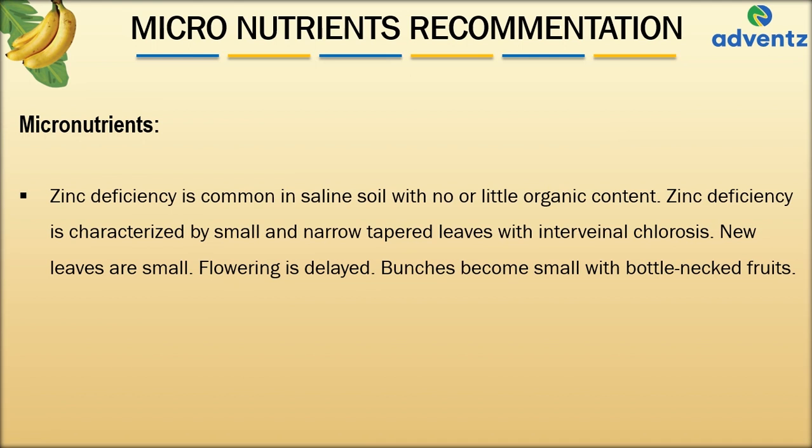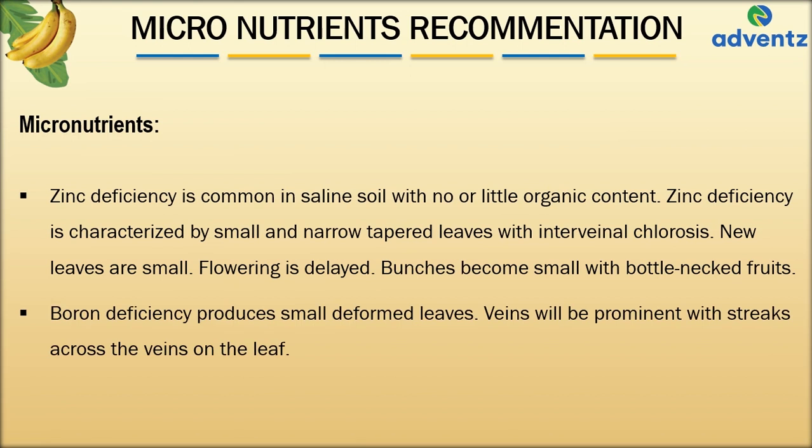and it also results in bunches becoming small with bottle-necked fruit. This all happens due to zinc deficiency. On the other hand, boron deficiency results in production of small deformed leaves. This also leads to veins becoming prominent with streaks across the veins on the leaf, called laddering symptoms.